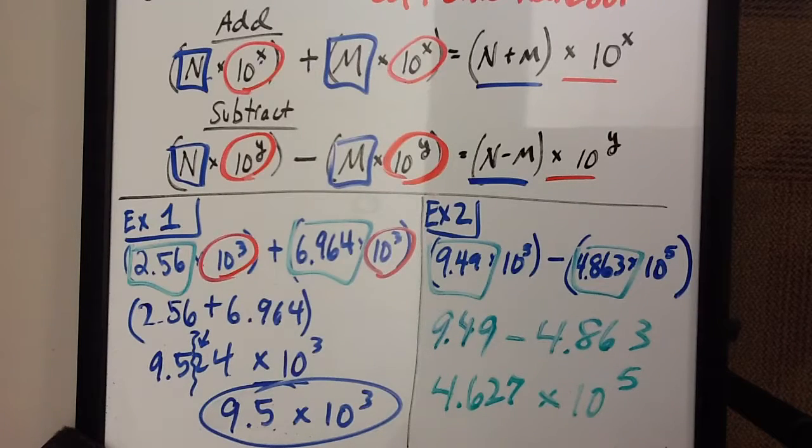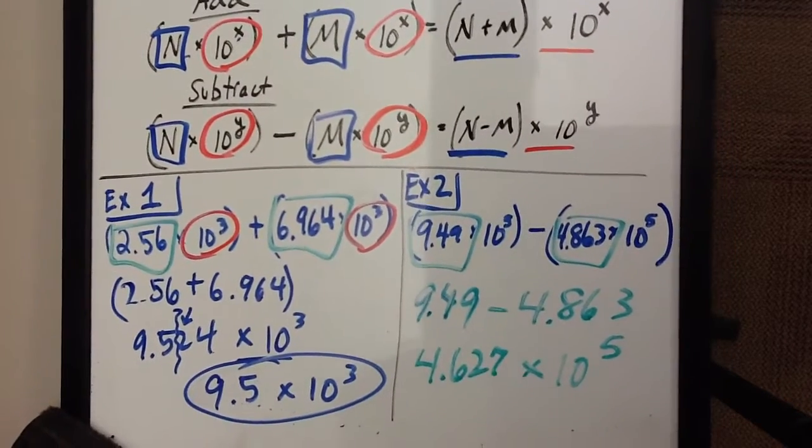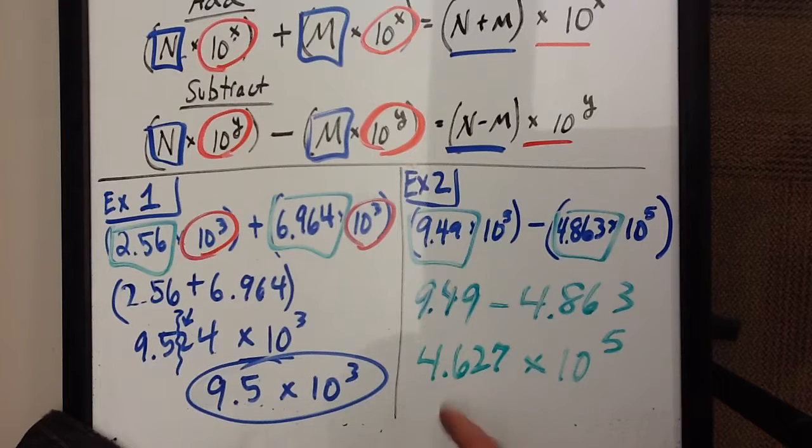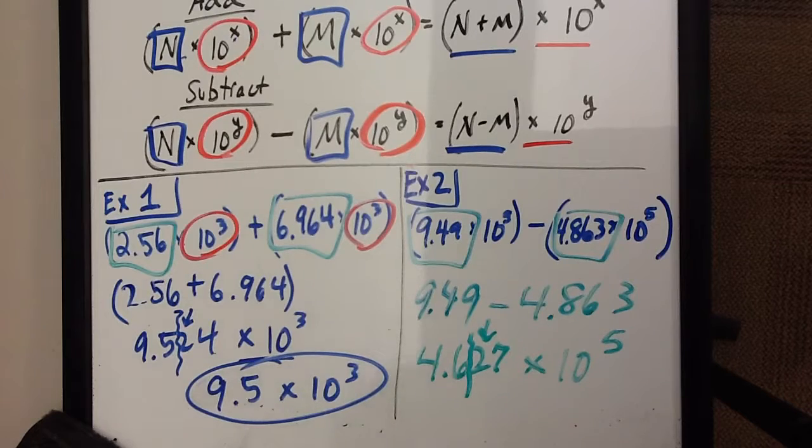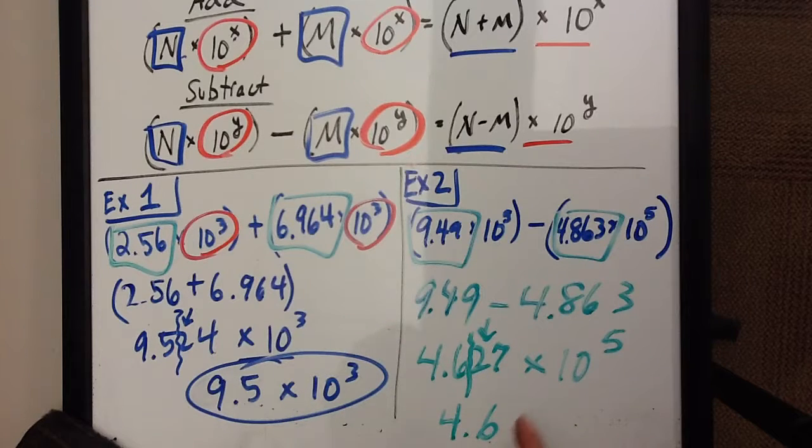This is technically the answer. That's the specific answer. Again, I want you to round the final base number to the nearest tenth. So I'm rounding it to the nearest tenth. I look at the hundredths place. There's a 2 in the hundredths place. That tells me to keep this 4.6 the same. So 4.6 is my final base number. The power of 10 stays the same, times 10 to the power of 5. And that's my answer.